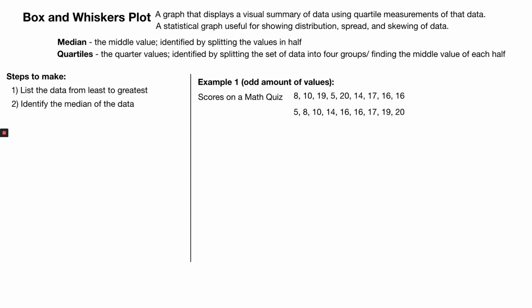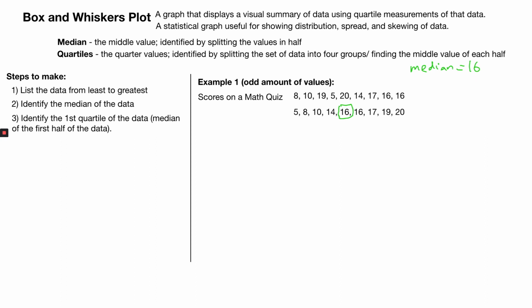So we're going to find the median of that set of data. As I said, we have 9 pieces of data, so we're going to find that middle one. That middle value right there is going to be this 16. And so then I'm just going to keep note of that. I'm going to put median equals 16 so I don't forget that.